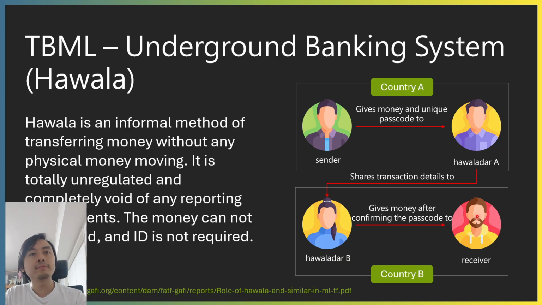And now Hawala A needs to pay back Hawala B, because the money is in Hawala A and Hawala B actually doesn't have money. So how do they solve it? They can solve it in multiple ways. For example, if Hawala A has a debt to B, it can be counted as a debt payment. Or they can do under-invoicing or over-invoicing, or they can layer the invoice or whatever. But basically, there are multiple ways to settle the payment.